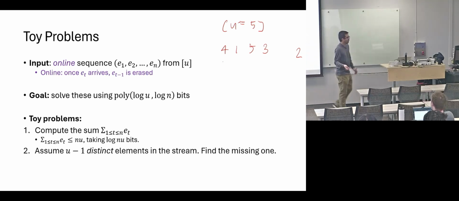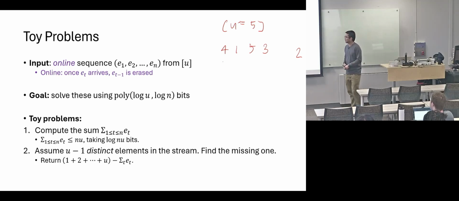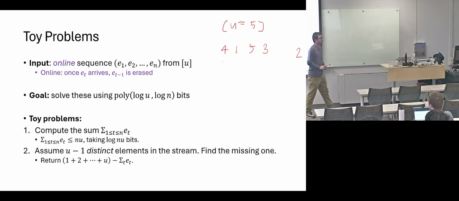You just compute what Scott just said: pre-compute the sum of everything from 1 up to u, and then subtract the sum of all the elements that you have seen. So that's going to be exactly the missing one. Okay, so this is a kind of easy example.